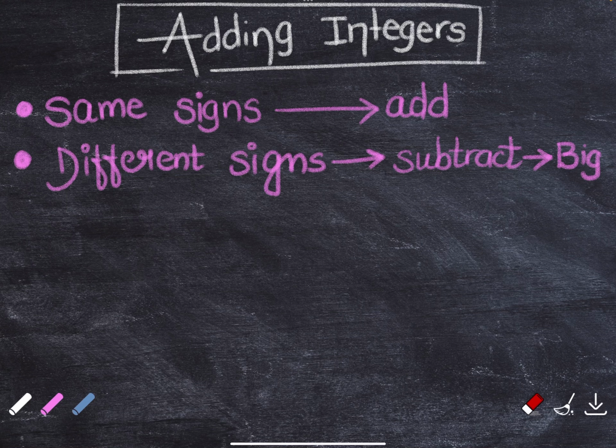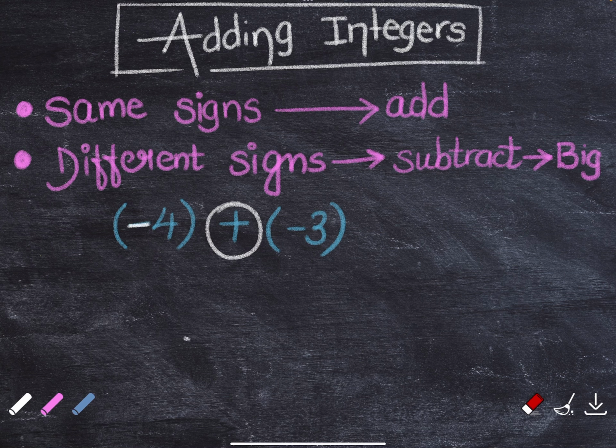Let us take some examples and understand what I mean by these two rules. These two rules are the ones that will help you understand adding integers, and hopefully you'll get the answers right. Let us say we have one question here where we are adding integers. How do I know that this is a question about adding integers? The middle sign plus tells me that.